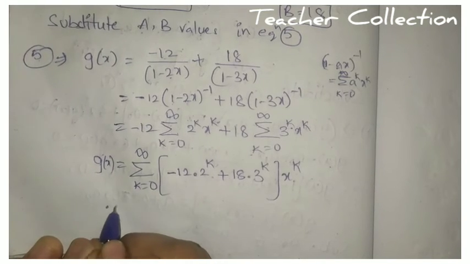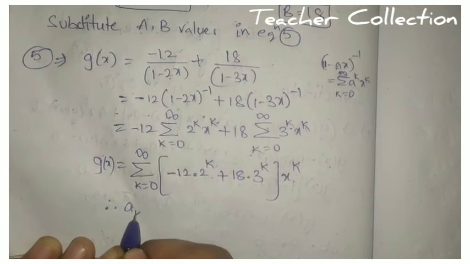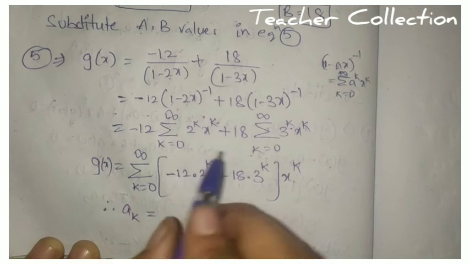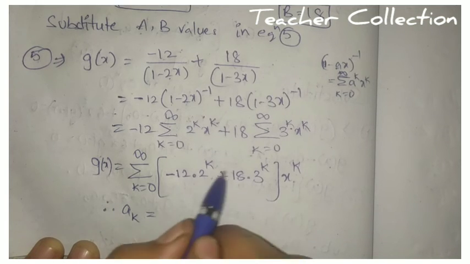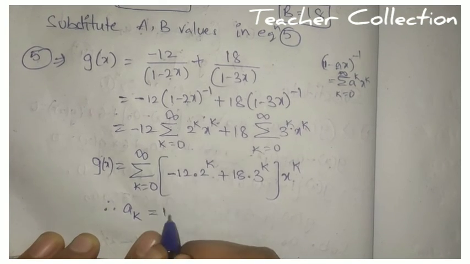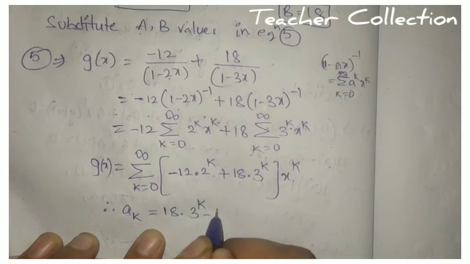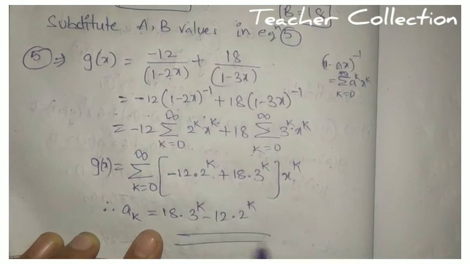So actually we need to find a k. This is in the form of g of x. Here this is the a k. So we'll take 18 into 3 power k minus 12 into 2 power k is the answer.